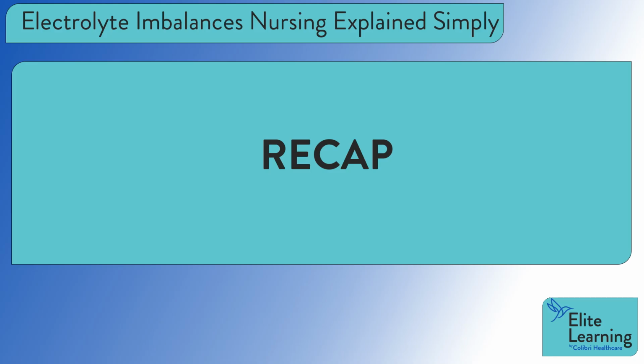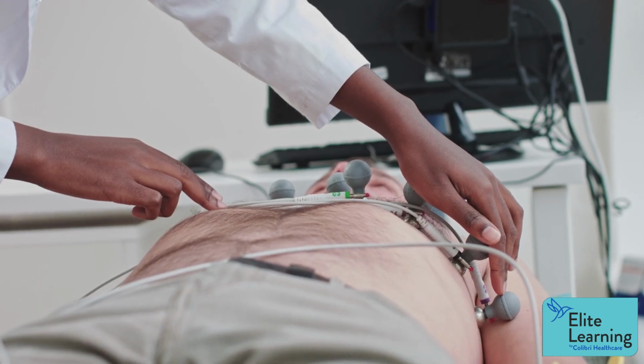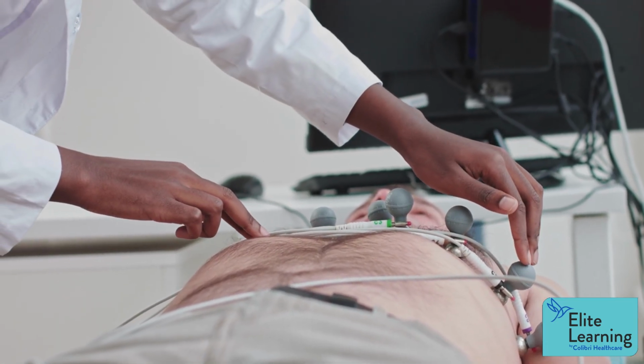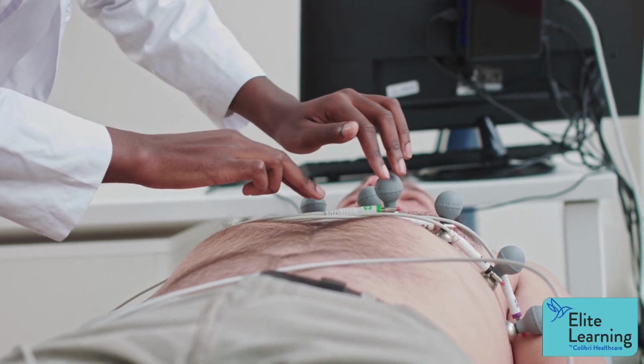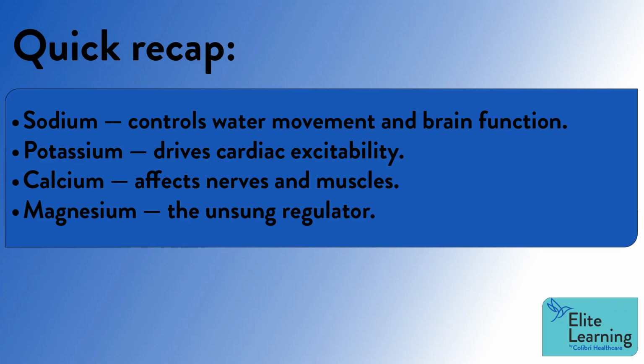All right, let's bring it together. Electrolytes work as a team, and imbalances rarely happen in isolation. That's why your assessment, lab monitoring, and clinical awareness all matter. Quick recap. Sodium controls water movement and brain function. Watch neurostatus. Potassium drives cardiac excitability. Watch the ECG. Calcium affects nerves and muscles. Know Chvostek's and Trousseau's. Magnesium, the unsung regulator. Treat it first if potassium won't correct. Keep calcium gluconate close with IV Mag.